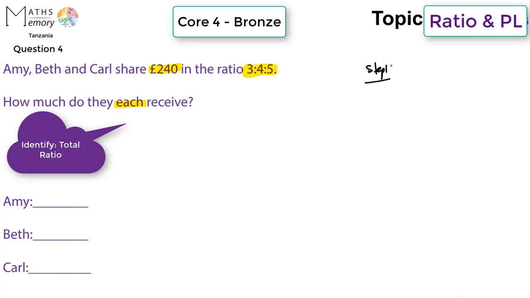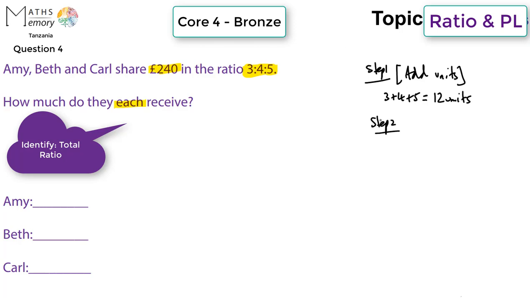So step 1, let's do this first of all. Let's add our units together, okay, because we want to see what they add up to, because they actually will represent £240. So 3 plus 4 plus 5. This will give us 12 units.